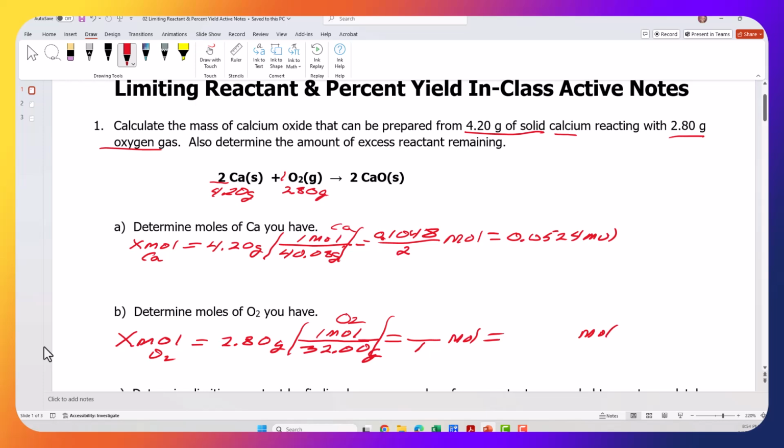So let's do that. That's 2.8 divided by 32, which gives me 0.0875 moles, divided by 1, which is 0.0875 moles. So it looks like calcium, which is 0.0524, compared to 0.0875, will be our limiting reactant. So we don't need to worry about O2. It exists in excess in this particular problem.